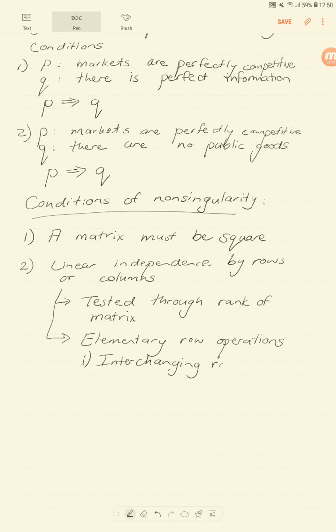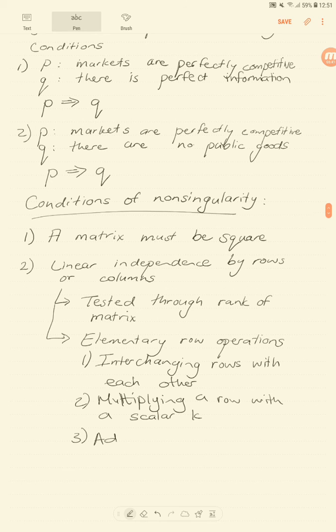Elementary row operations form three parts: interchanging rows with each other, multiplying a row with a scalar k, or thirdly, adding or subtracting multiple rows from another.